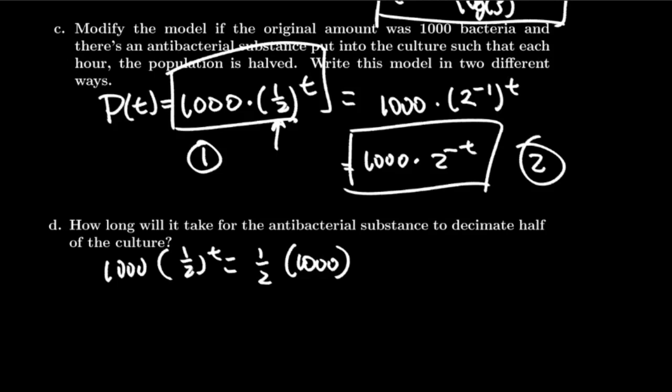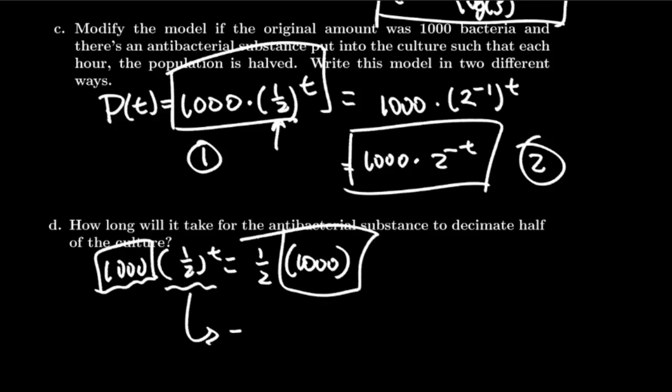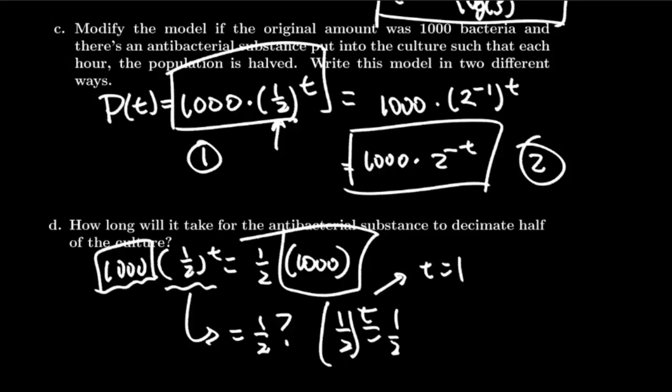Or you can also look at it as, 1,000, that's just your starting point, right? The question then is, when is the multiplier going to equal 1/2? So when is 1/2 to the t power going to equal 1/2? Well, that's when t equals 1. So that works.